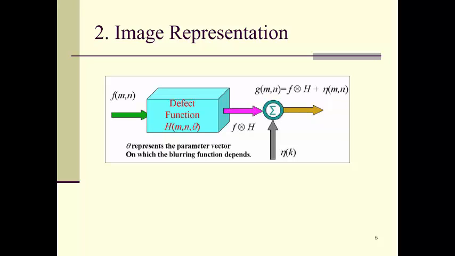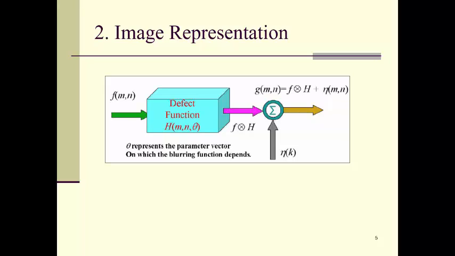It may represent, for example, the capturing device, or some human sources of introducing errors. After passing through this defect function, which has a certain function that I will call H, which will be my kernel, a function in M and N, where M and N are the position of the pixel, together with some other parameters, the resulting image will be the result of convolving the original image by the function that we have.